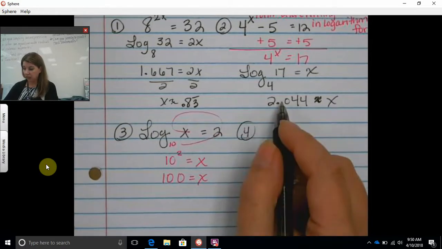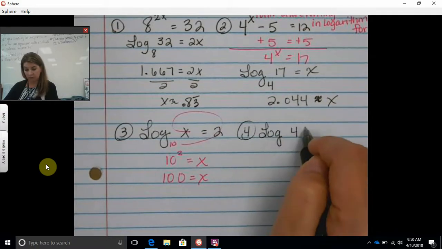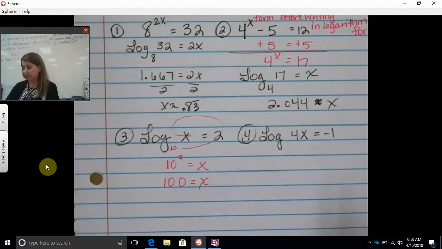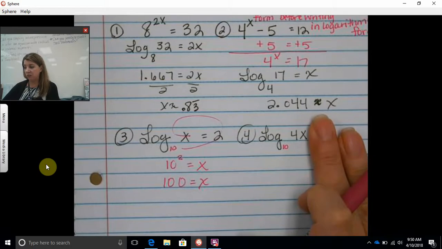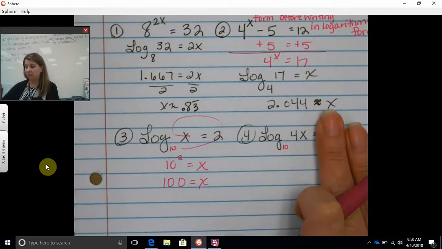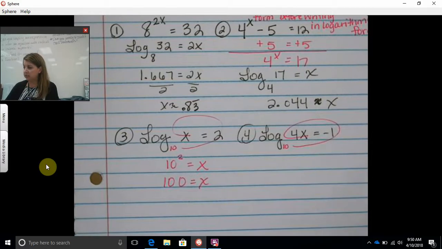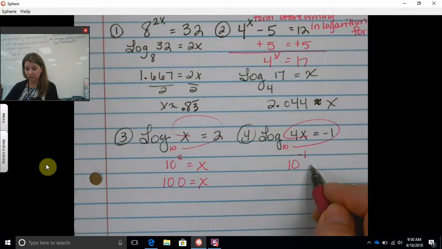If I had log of 4x equals -1. What's my base? 10. Again, I can't use change of base on this one because I have a variable 4x. I can't put log of 4x divided by log of 10. I can only do it if the variable's on the other side. So to solve this problem, I'll have to write it as an exponential equation, which is 10 raised to the -1 equals 4x.